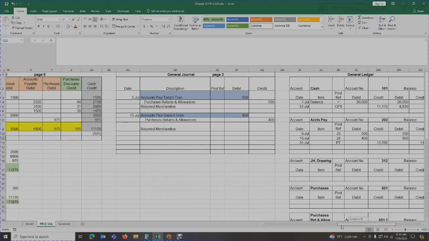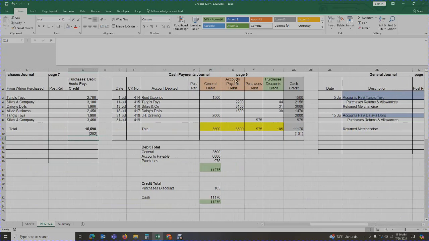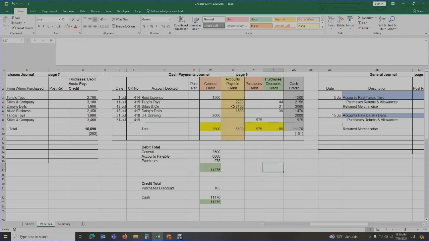Okay, let's go look at your cash payments journal. Now we're looking at accounts payable debit. Okay, so let's look at our accounts payable debit. We have a total of $6,800. Okay, this is coming from your cash payment journal, page number 9. So for my accounts payable debit, I've got $6,800.